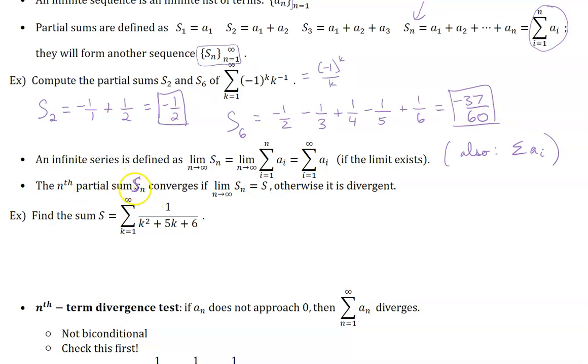So the nth partial sum, S sub n, converges. We talked about sequences converging. Now we're talking about the series, the sum, converging if the limit does exist. If S exists, in other words, it's a number, not does not exist or infinity or negative infinity, but an actual real number. If that limit exists, then we say that the nth partial sum converges.